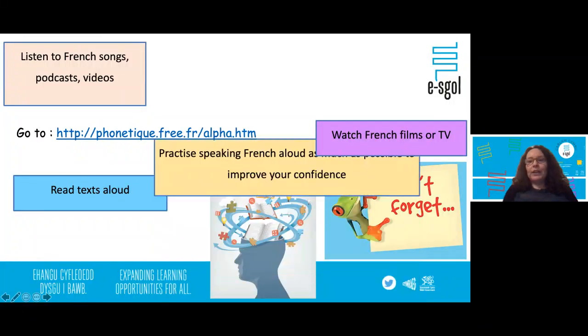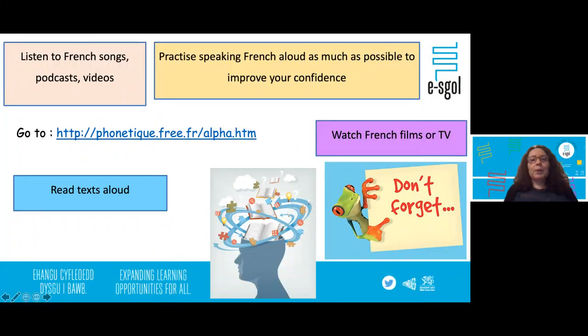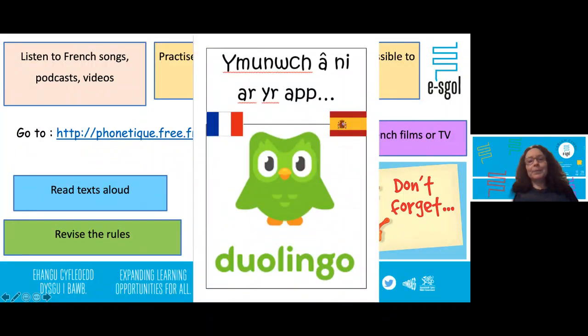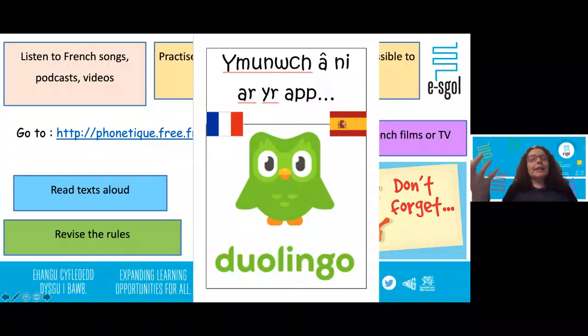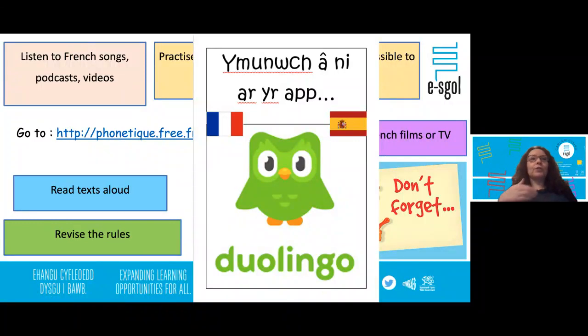Watch French TV films or TV programs, practice speaking French aloud as much as possible, in the shower, in the car, in your bedroom, if you're walking the dog. Every little bit of practice will help build your confidence, and revise the rules. Again, that would be online. And the last bit of advice is using Duolingo. I would say that it's a really good way to practice pronunciation. There's listening and speaking tasks, so you can hear the French and then you repeat it for accuracy.